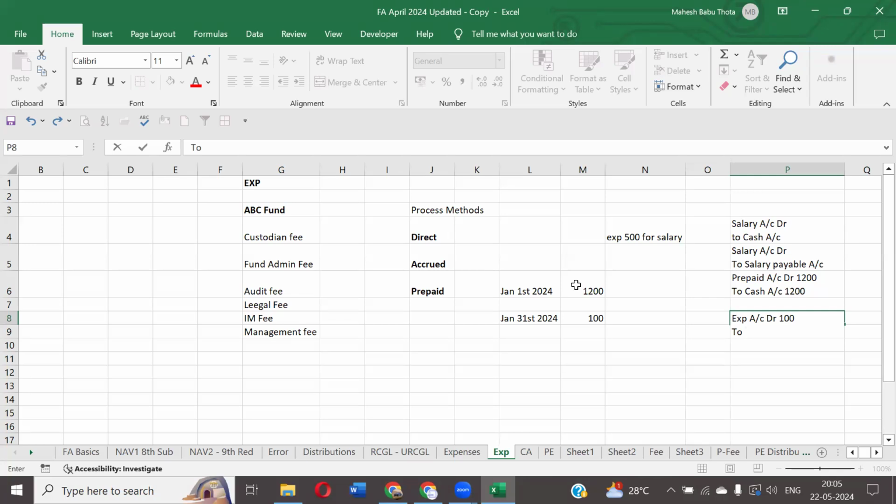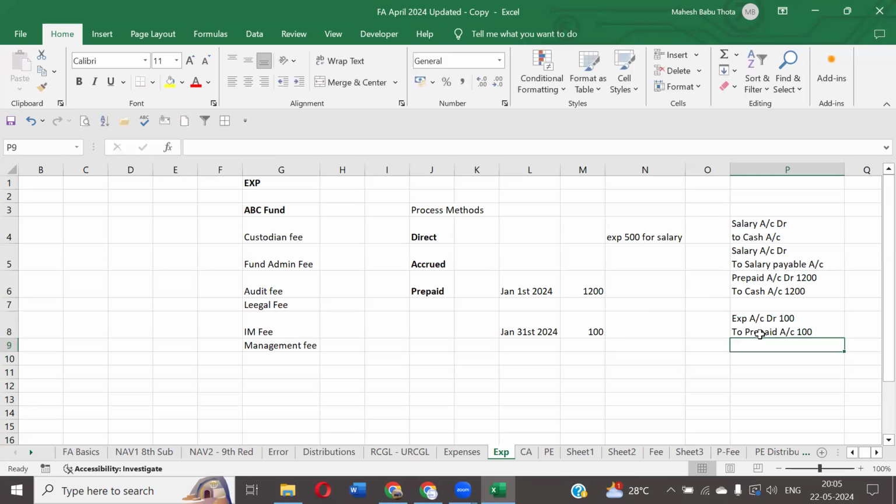We have to give the credit to the prepaid account, because already we debited it with 1200 rupees. If you want to reduce 100 rupees, 100 rupees, let's credit that account. Prepaid account, how much? 100 rupees. So what will be the entry on 28th February? Same 100 rupees expense. Same expense account debit. The same entry will be repeating.